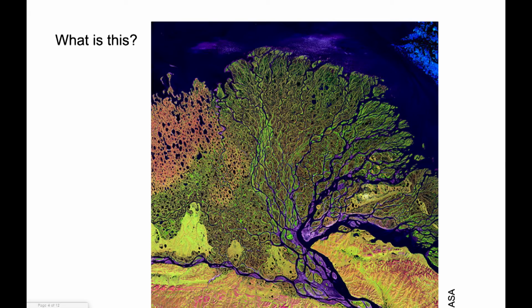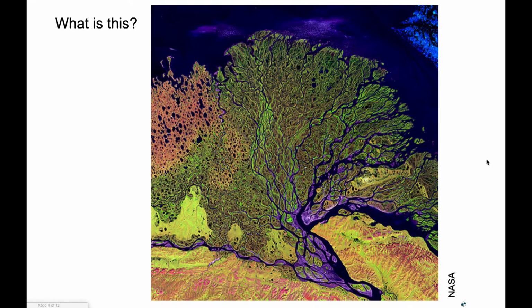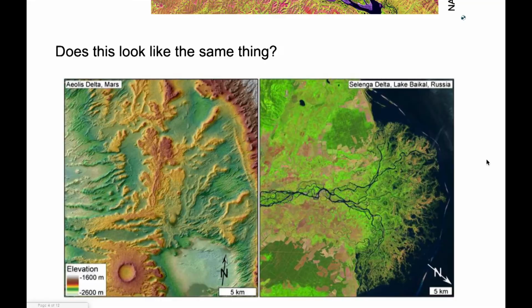Here's another example from Earth. This one is an example of a delta. You've got a river opening up into a pretty calm, larger body of water. Sediment gets deposited, and you get this built-up formation called a delta.